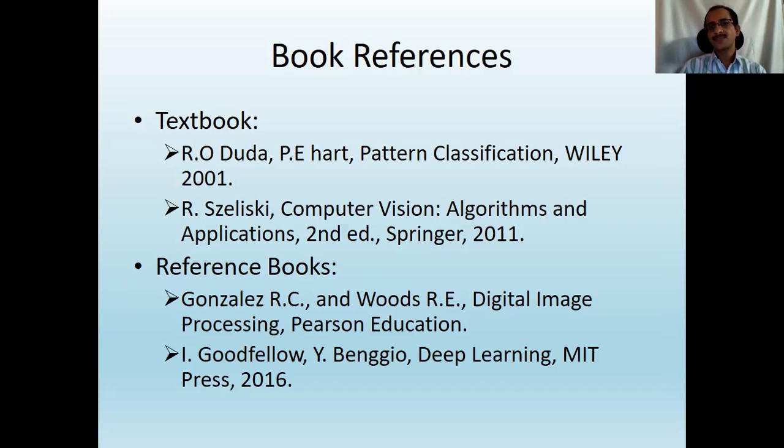Richard Szeliski's Computer Vision: Algorithms and Applications book will give you an overview of the feature extraction methods that I will be discussing from image processing. The other books, Gonzalez and Woods, will give you the basics of image processing, and the deep learning book by Goodfellow will give you more details on convolutional neural networks.